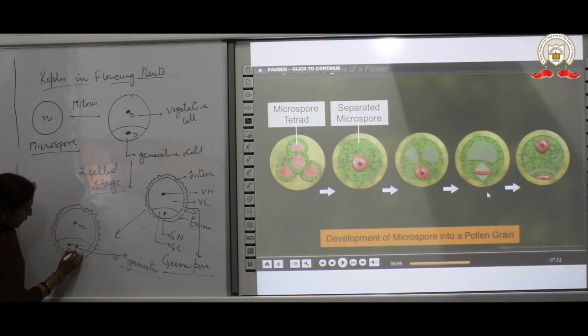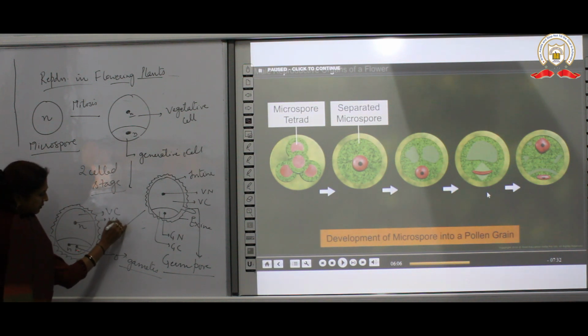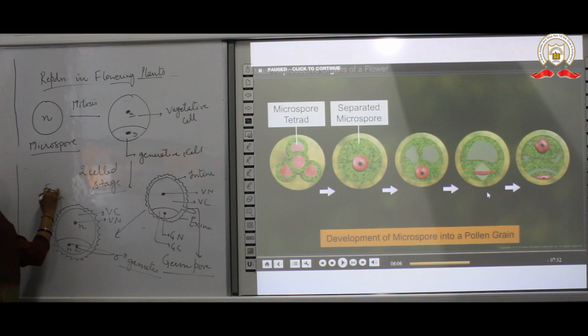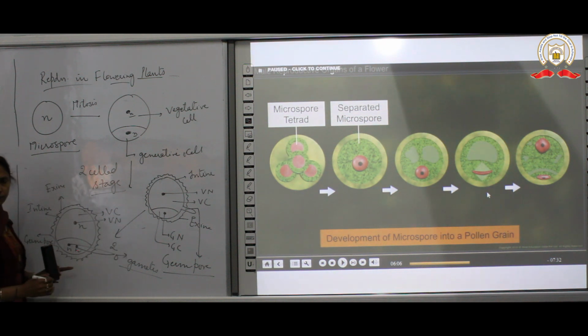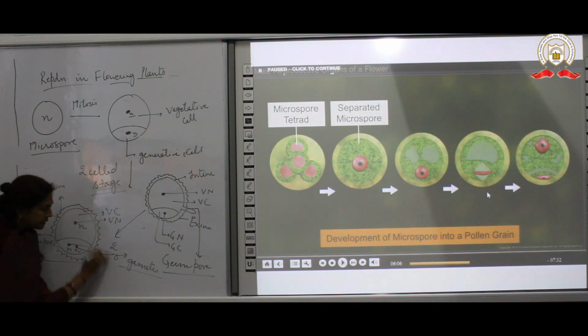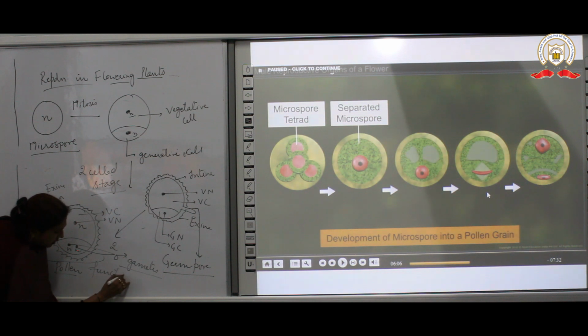They are all haploid. This is the vegetative cell, this is the vegetative nucleus, this is the exine, this is the intine, the germ pore, and two male gametes. It is this stage of the pollen which is functional.